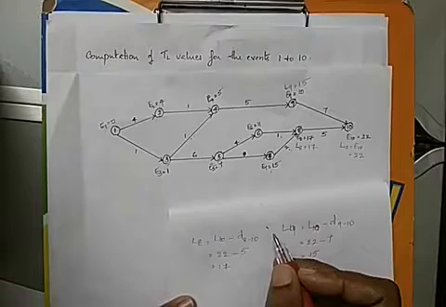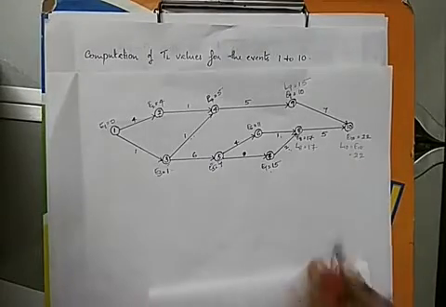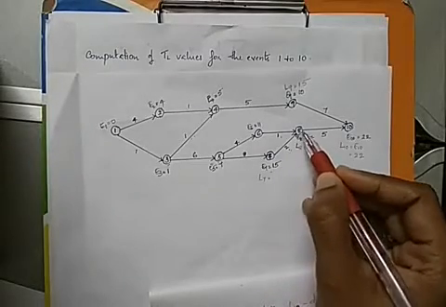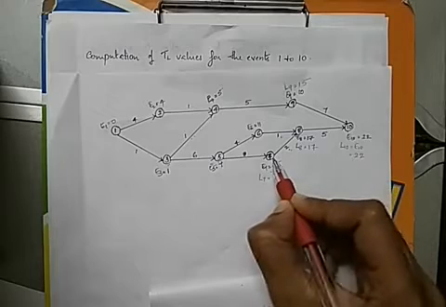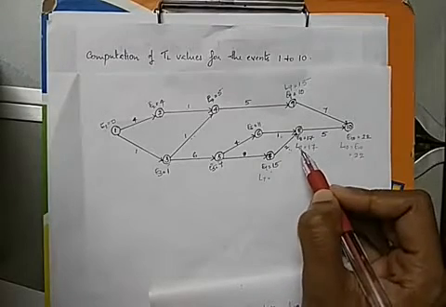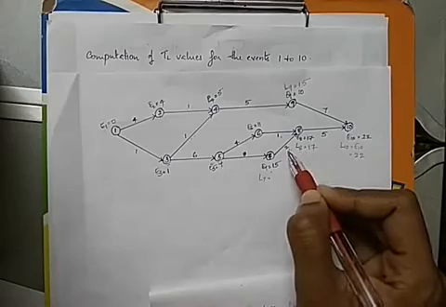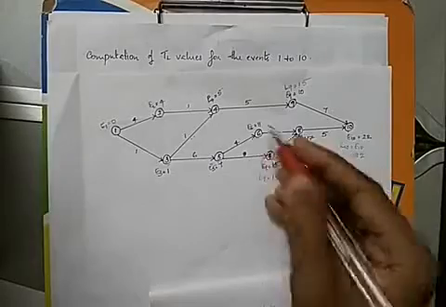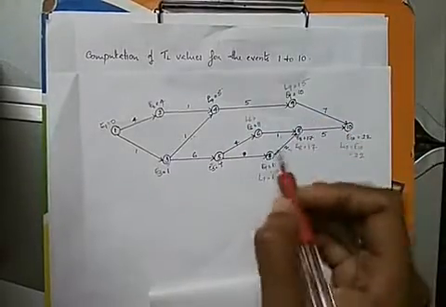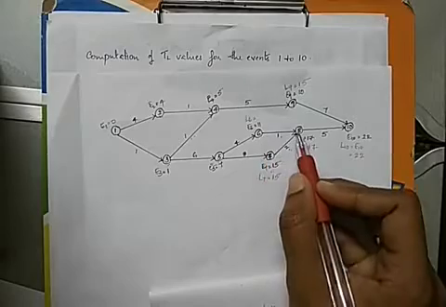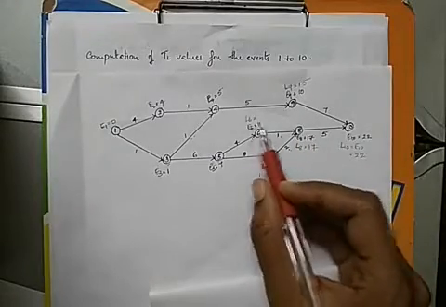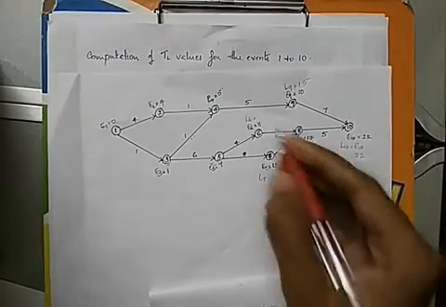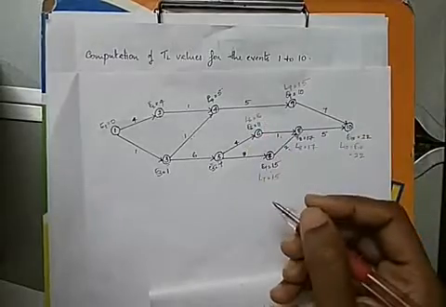Now to find the value for L7, we have an activity from 7 to 8 and we know the L value for 8. So L7 can be calculated by subtracting the duration from L8. That is 17 minus 2, we get 15 for L7. In the case of L6, we have an activity from 6 to 8, right? So we find L6 by subtracting the duration from L8. So 17 minus 1, we get 16 as L6.